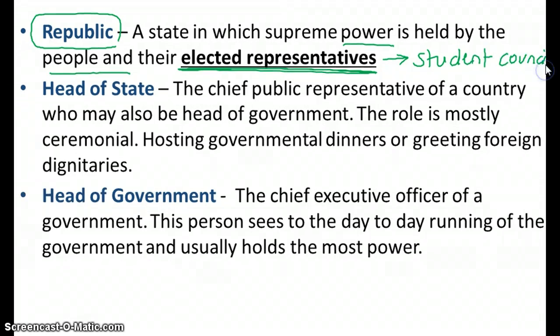Not everyone in the school can be part of our student council. So you're saying the United States, for example, is too big for everyone to be in the government, so we have to elect certain people to do it for us. Correct. Okay, I got it now.